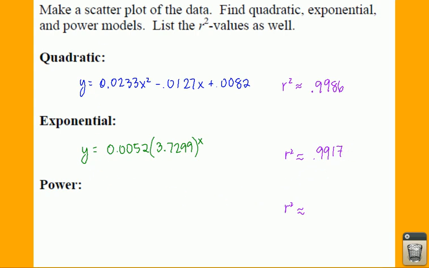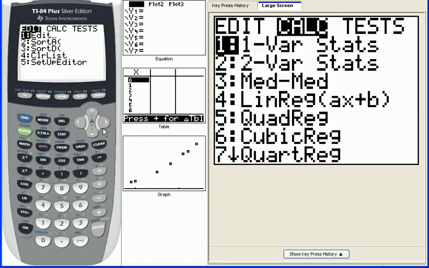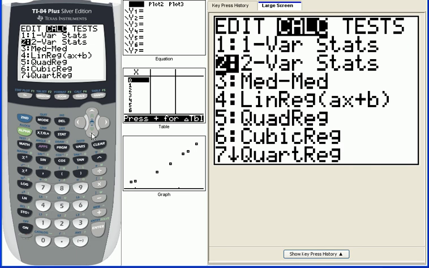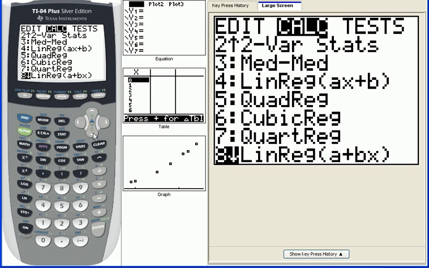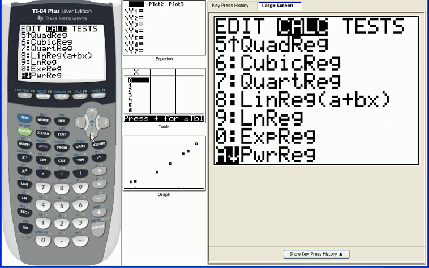So last one, let's try the power model. Let's go to your stat button and the calc. And if you can't figure out how to find your calc menu at this point of the year, go ahead, talk to your counselor, and we'll talk to your English teacher and try to get you a reading coach, because that's pretty easy to find. So here, power.